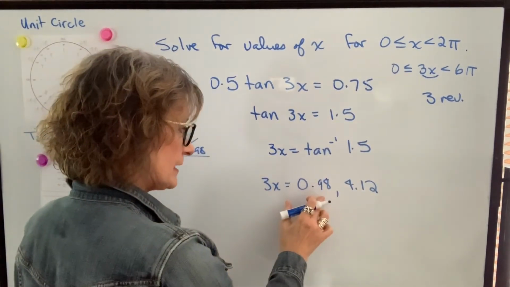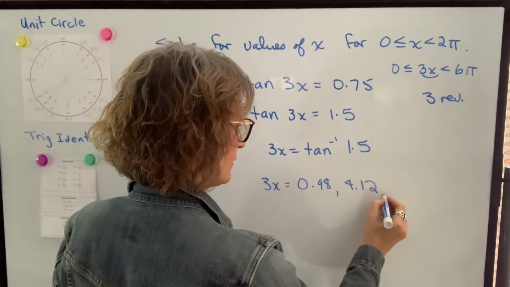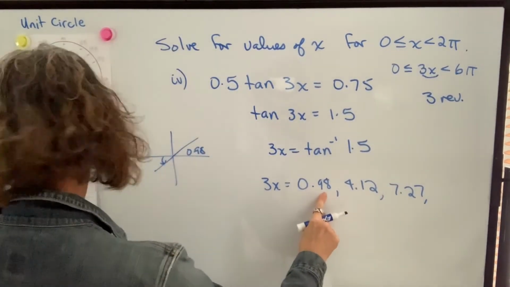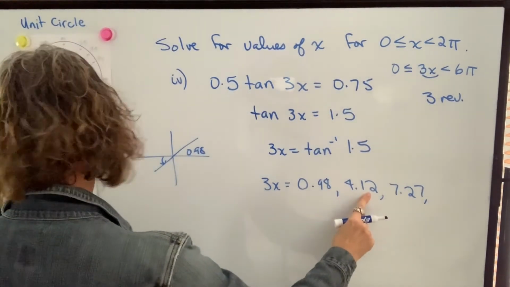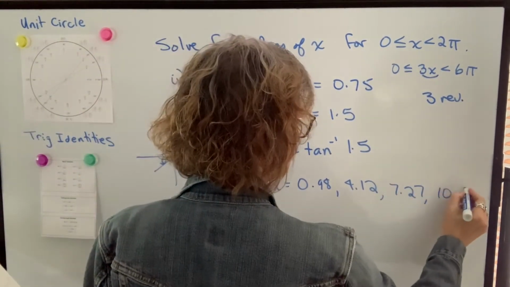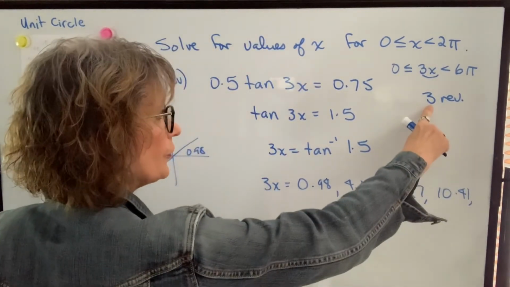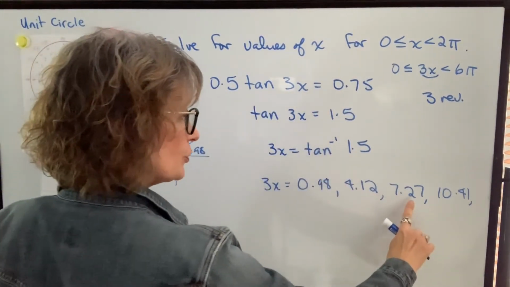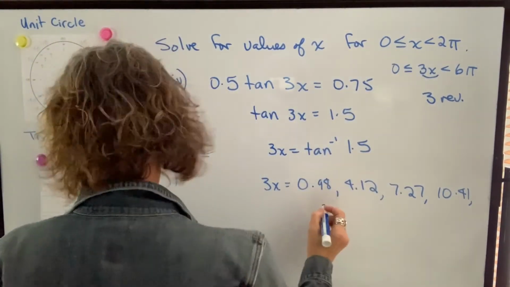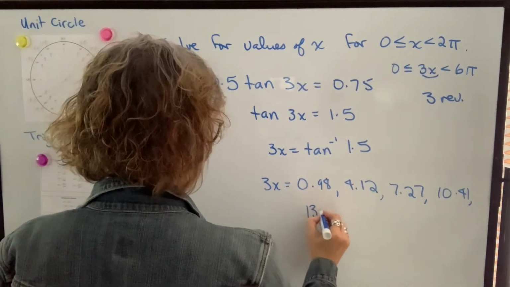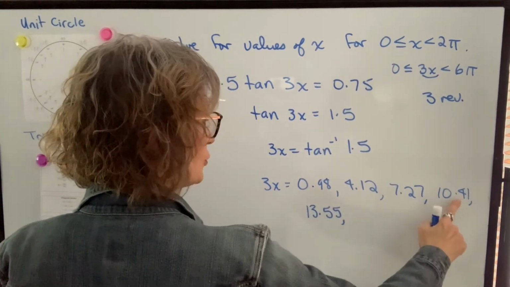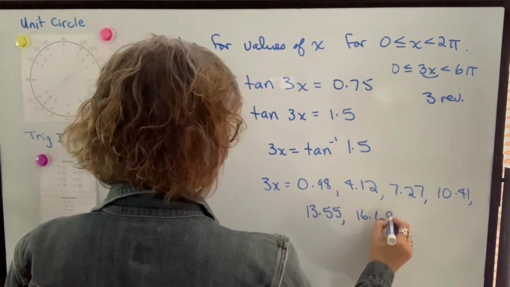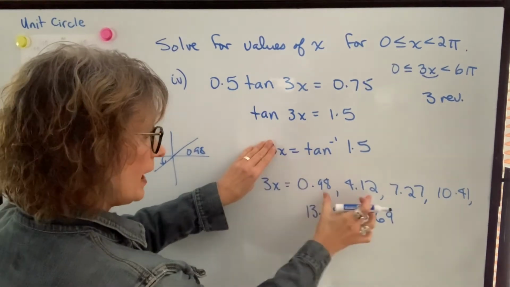So we add 2 pi to this and 2 pi to this to get my next two answers, which will be 7.27 when I add 2 pi to that. When I add 2 pi to that, I get 10.41. So now I've gone through 2 of the 3 revolutions. I have to go again, and then I add 2 pi to this angle. I get 13.55. And I add 2 pi to this angle, I get 16.69.